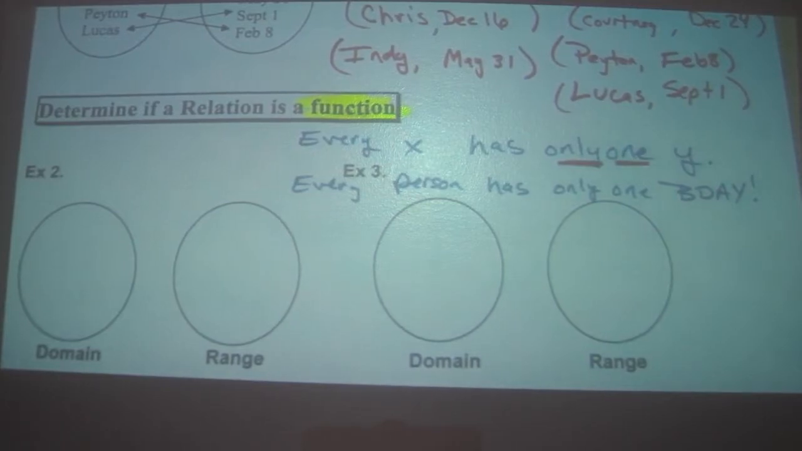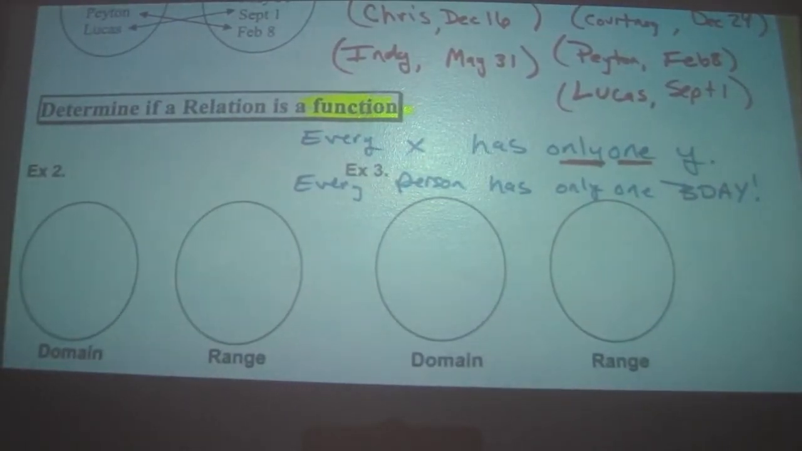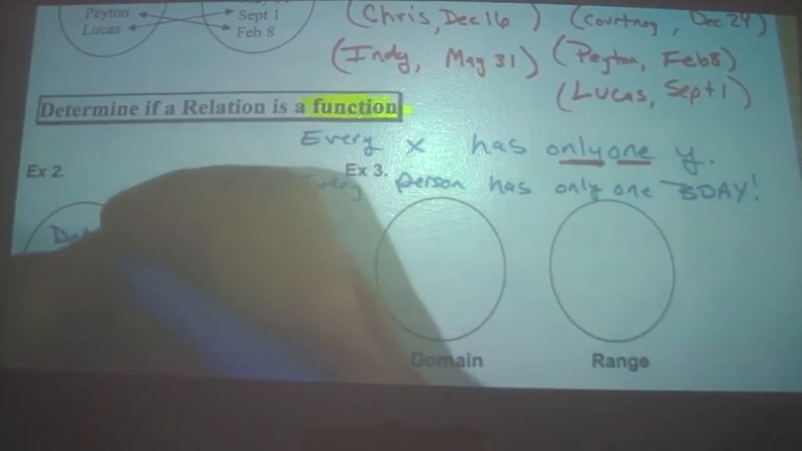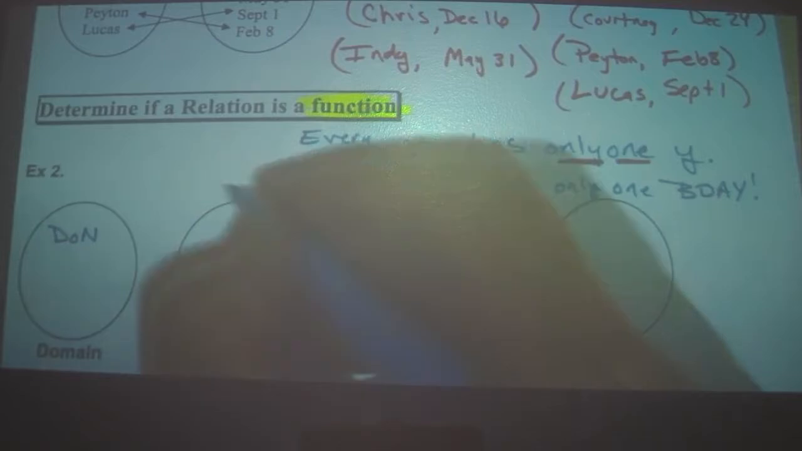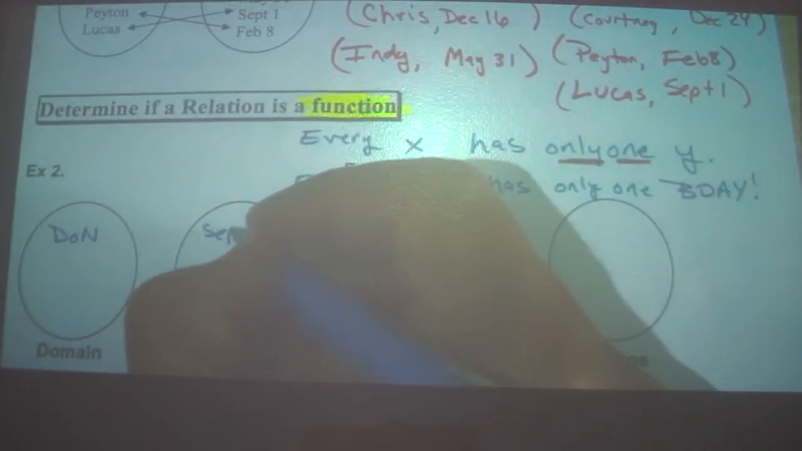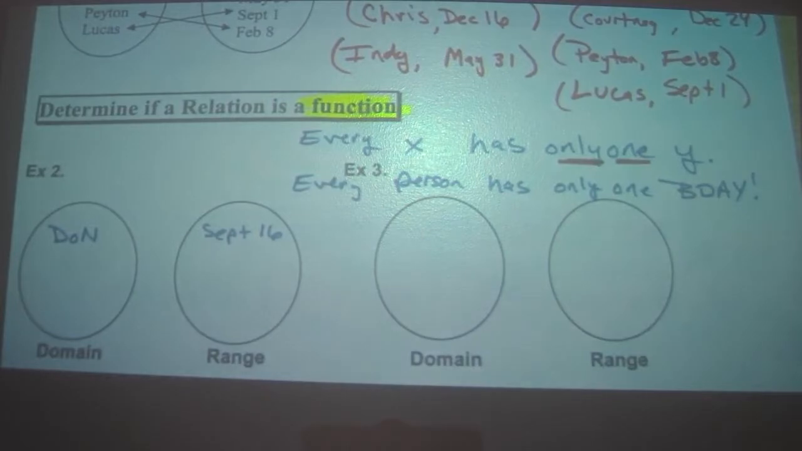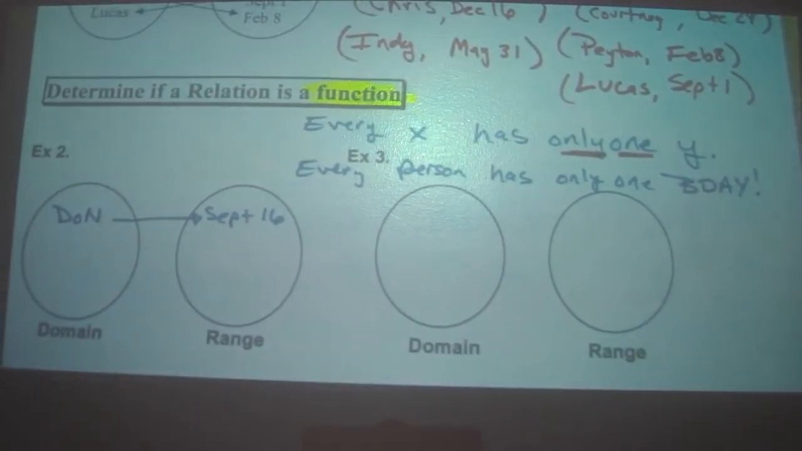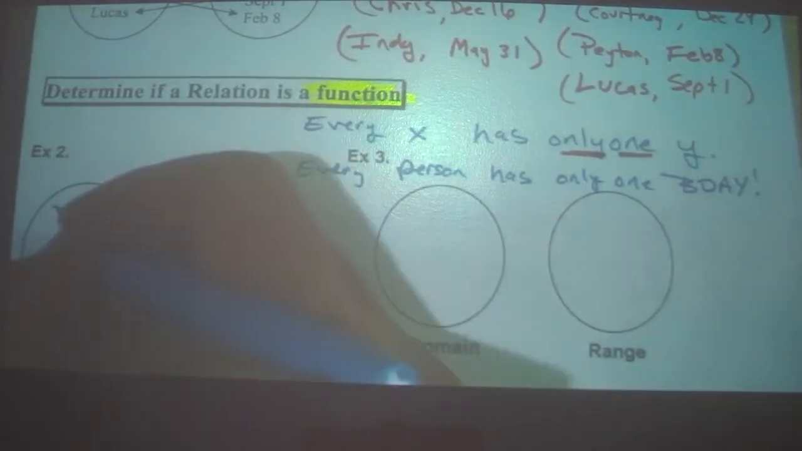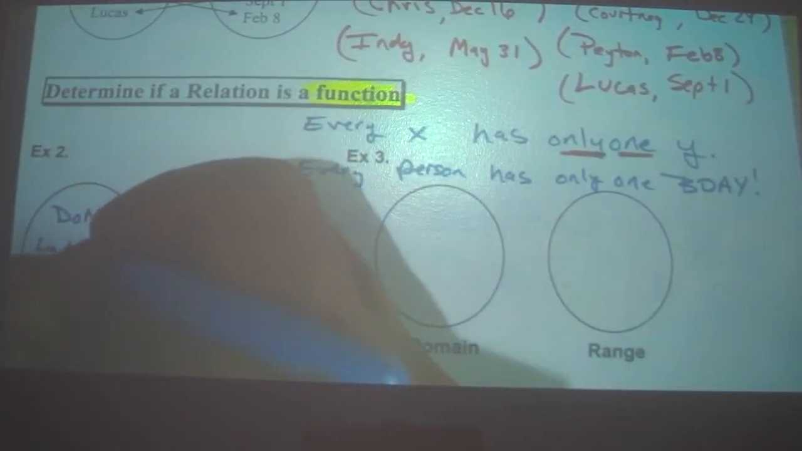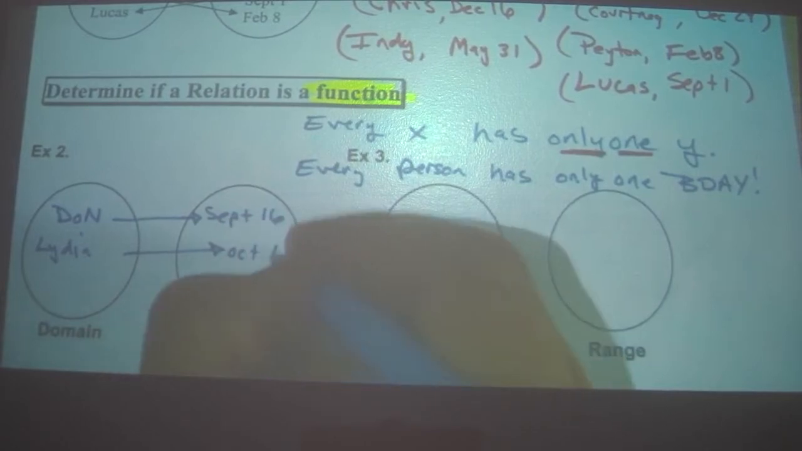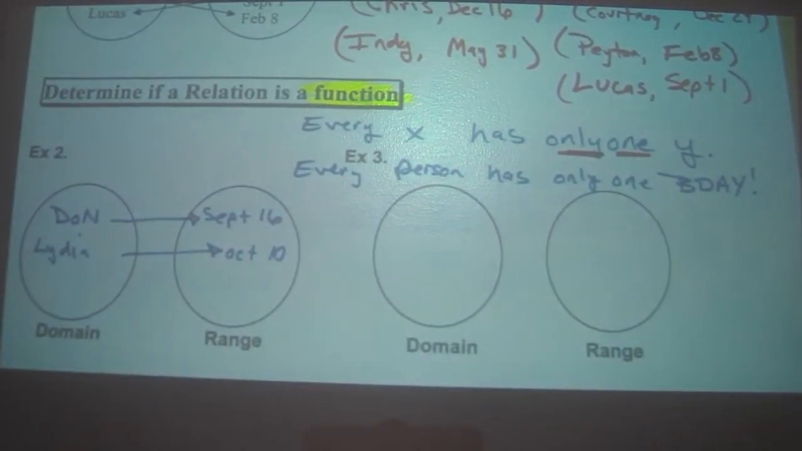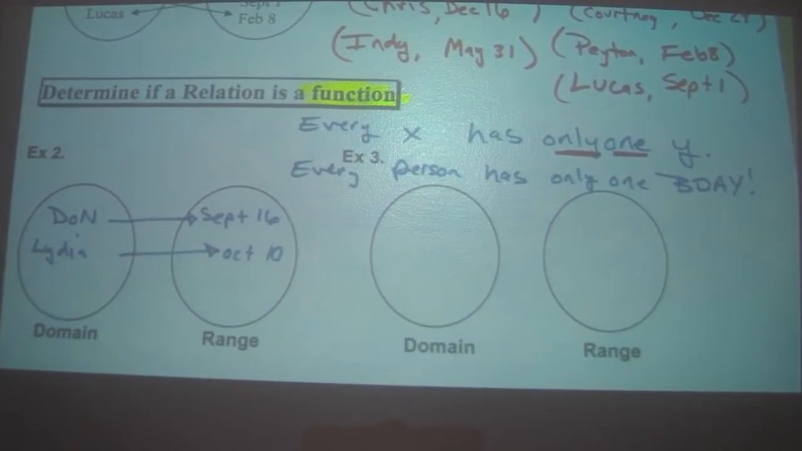Okay, so we're going to go through and write some people's birthdays down. Okay, so Don, when's your birthday? Donovan. Nice and loud so we all can hear you. September 16th. Is anybody else born on September 16th? Nobody else. All right, next. Lydia, when's your birthday, girl? October 10th. Is anybody else born on October 10th? Nobody else.